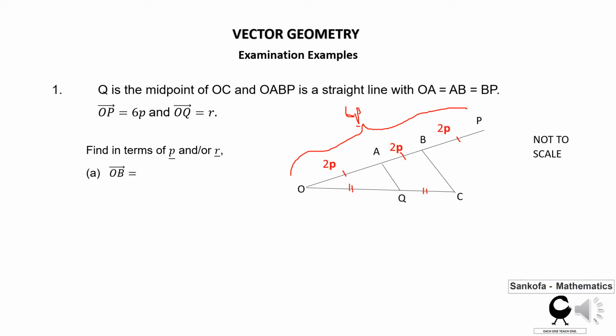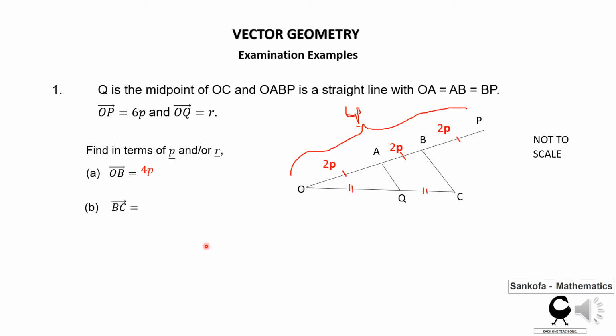So now they are asking us to find OB. You can see from the diagram here that OB has to be nothing but 2p plus 2p, which is 4p. Right, then they ask us to find BC.